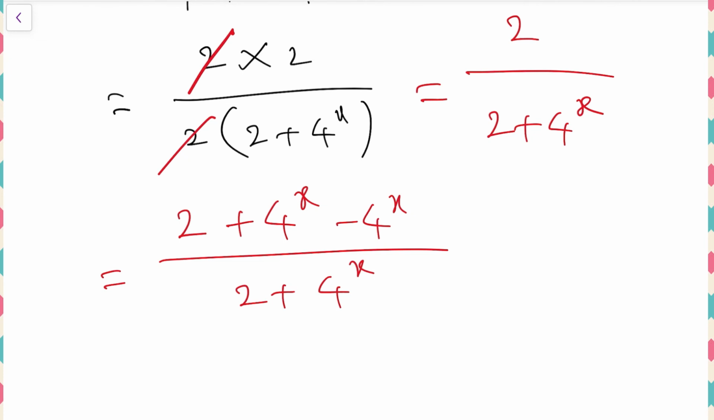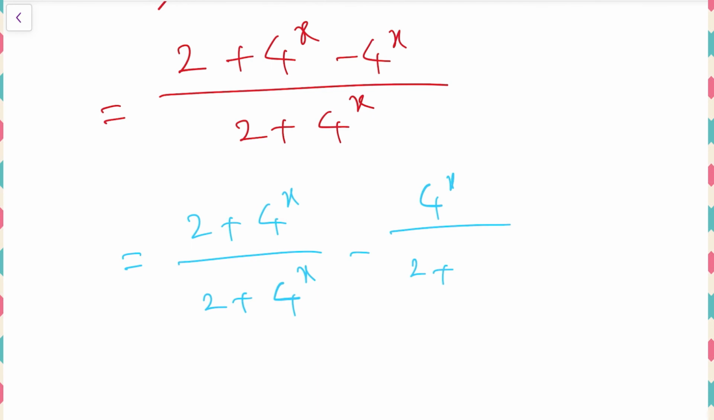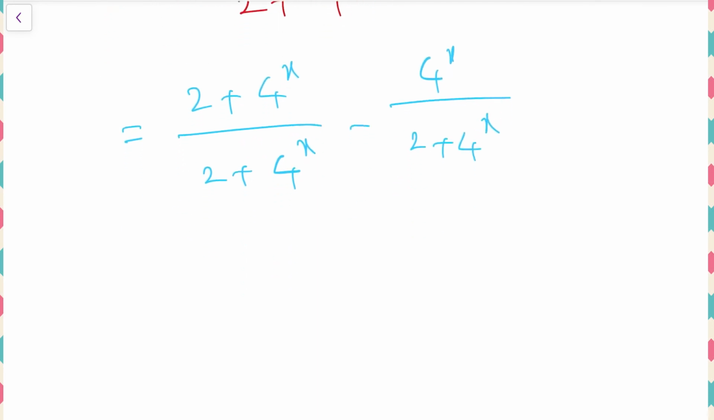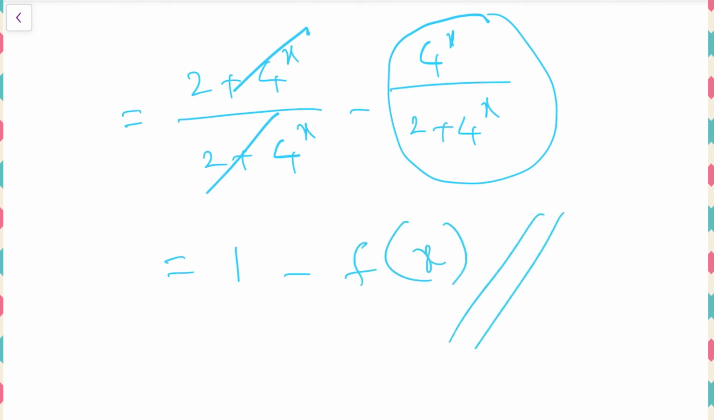Now I will separate the terms: 2 plus 4 power x by 2 plus 4 power x, minus 4 power x divided by 2 plus 4 power x. The first term will get cancelled, so we remain with 1 minus, and this is given in the question only, 4 power x by 2 plus 4 power x is nothing but f of x. Hence proved.